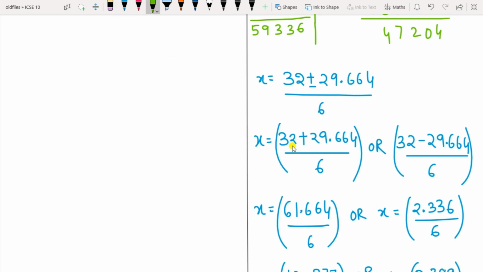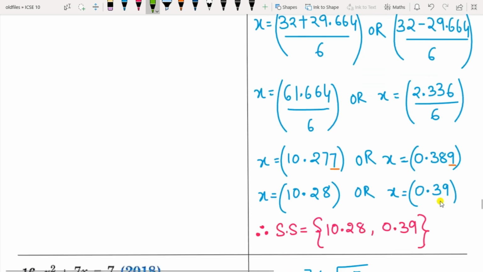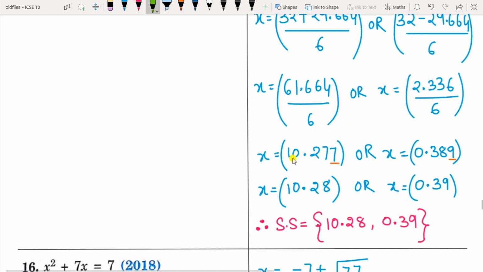This is plus 32 by 6 and minus 32 by 6. Do the addition and the subtraction, so you get these numbers and then divide it by 6. So you get 10.277 for plus and 0.389 for minus. Now this digit is 7, as it is more than 5, you have to add 1 number here, so it becomes 10.28. Here also it is 9, more than 5, so I have to add 1 number here, so it becomes 0.39. So these are the roots of the given equation.